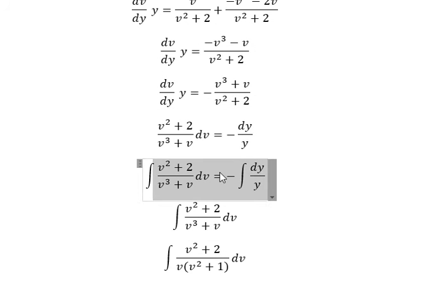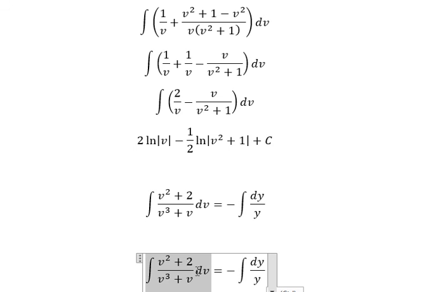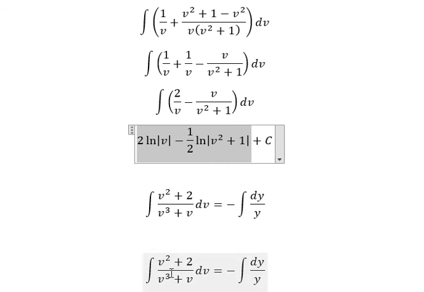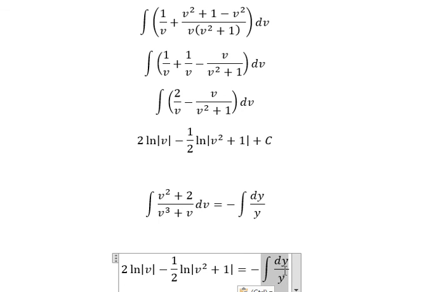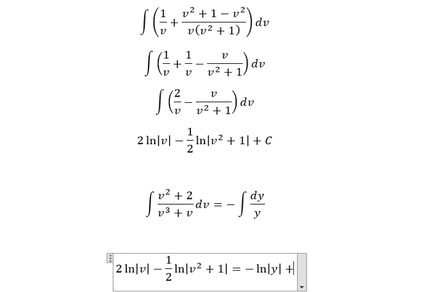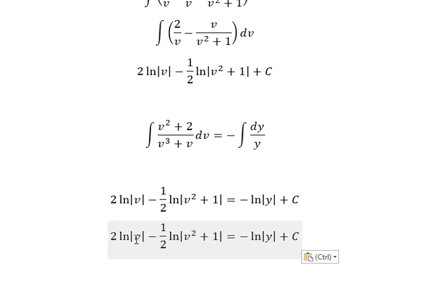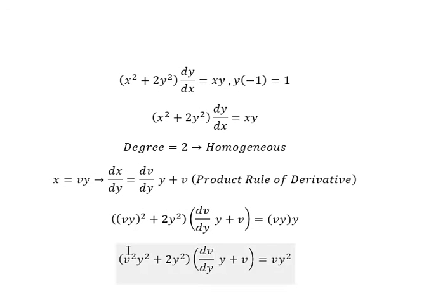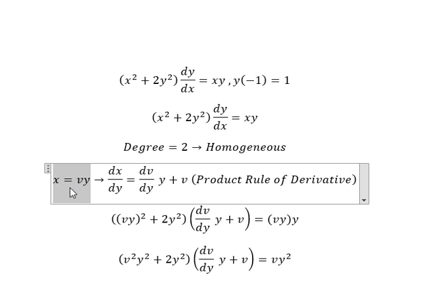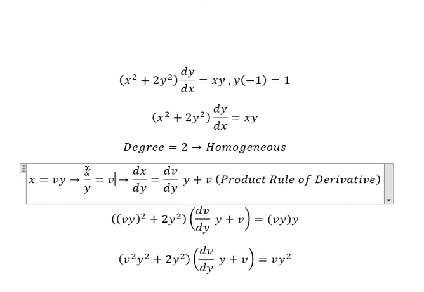Now we return back to this one. The integration of this one, that's this one. The integration of dy over y, you get ln of the absolute value of y, and we put c. About v, that's this one. So we need to divide both sides by y. And then we put this one to change for v.